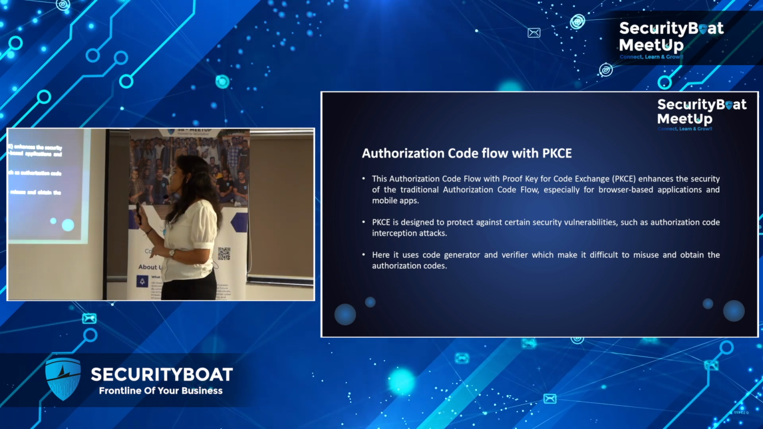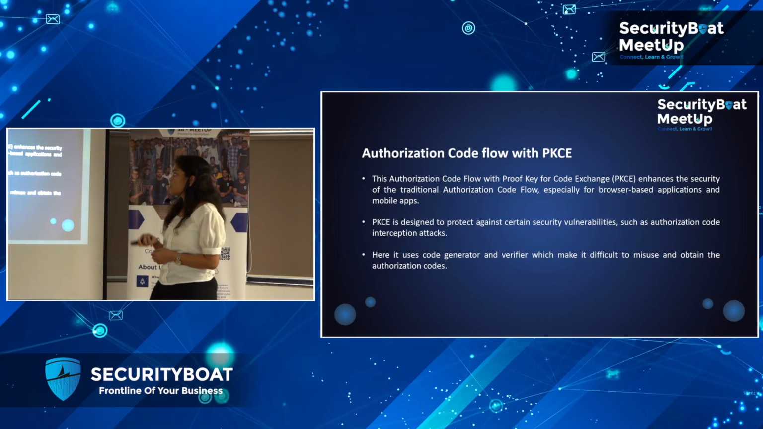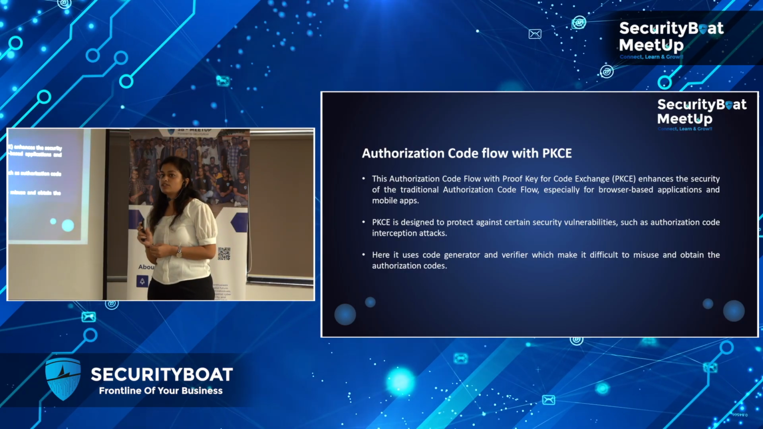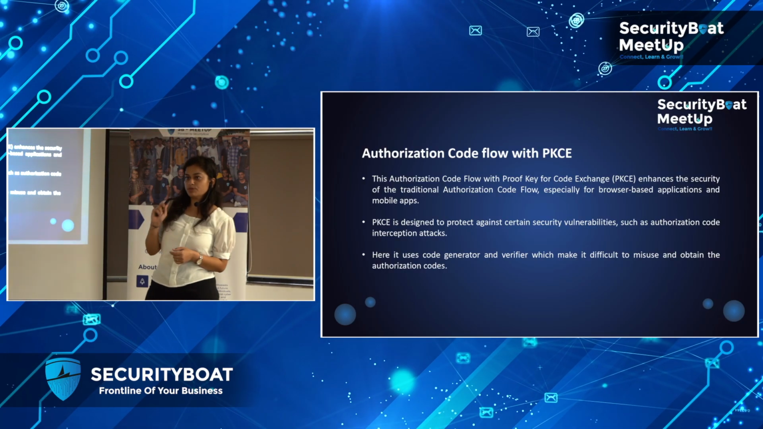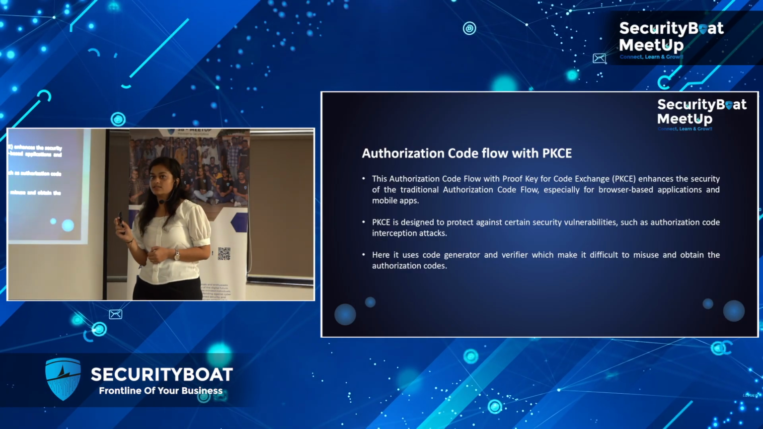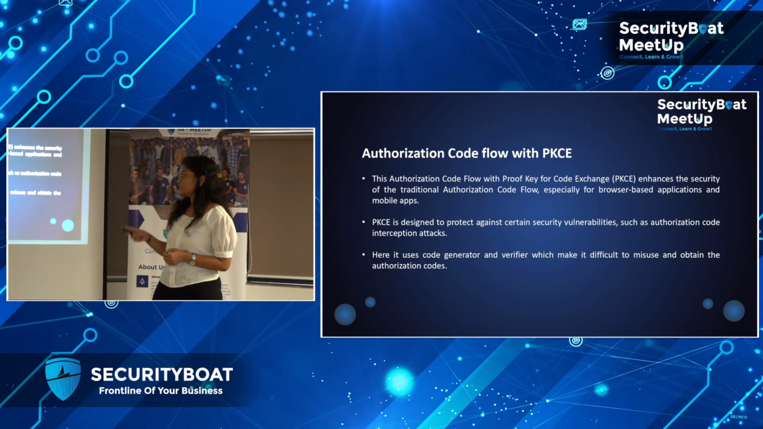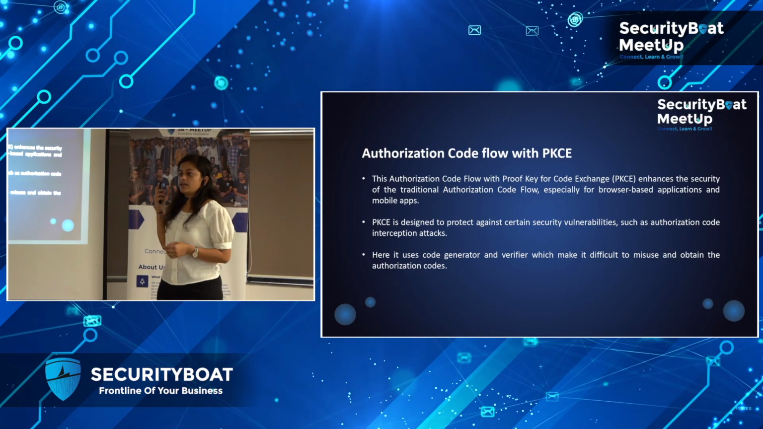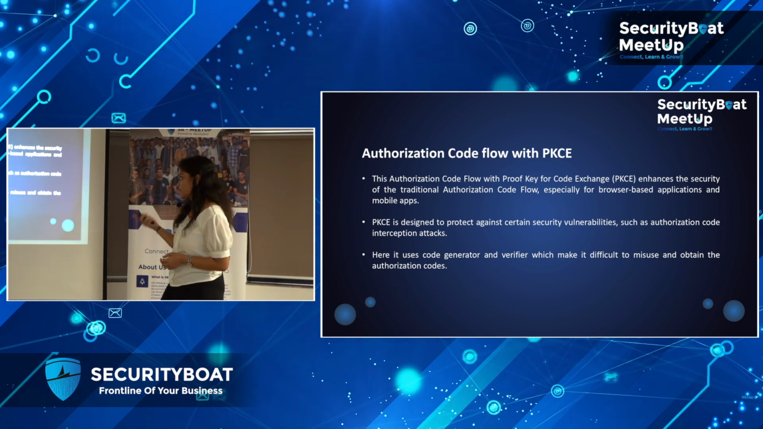Okay. There is one more extension used for authorization code flow, which reduces the chances of leakage of the authorization code. This is PKCE, Proof Key for Code Exchange. It is an extension that generates a code challenge and verifies the code verifier after we get the authorization code and access token. It reduces the chances of an authorization code interception attack.